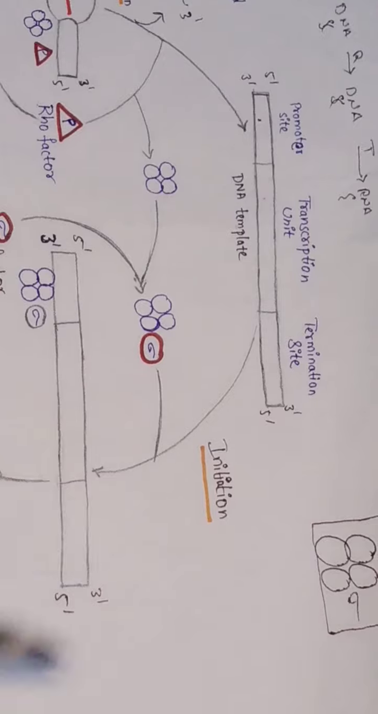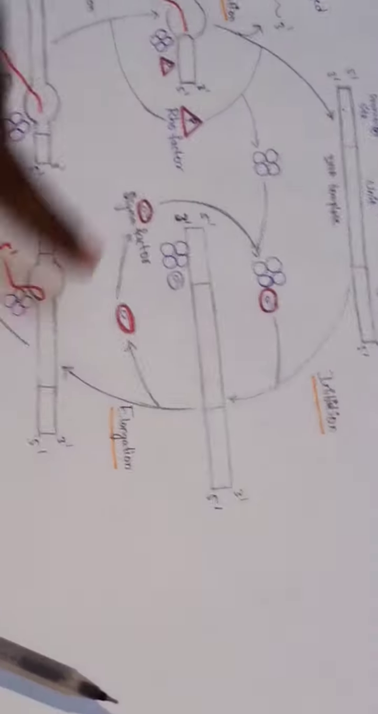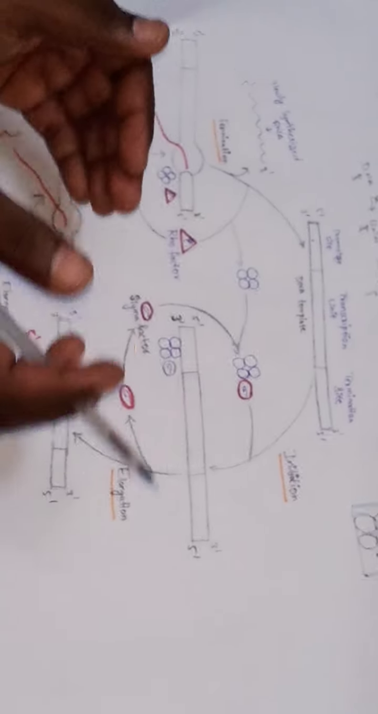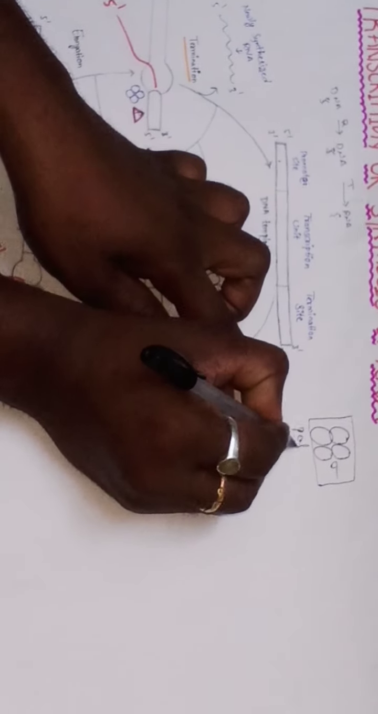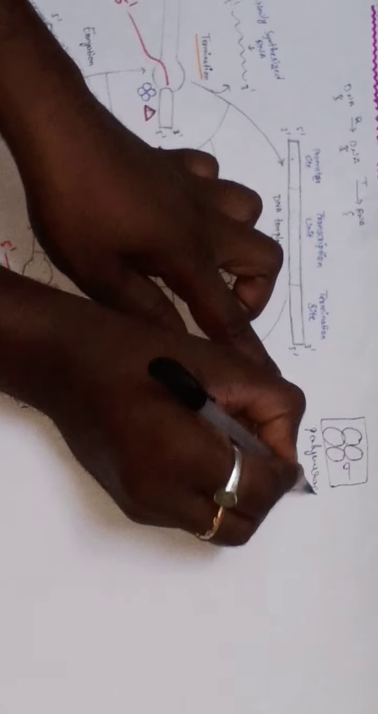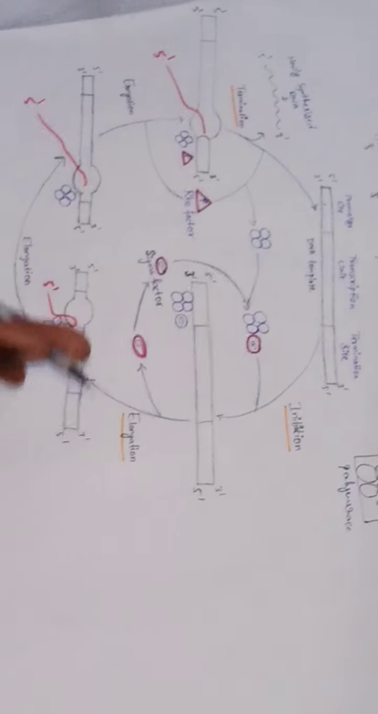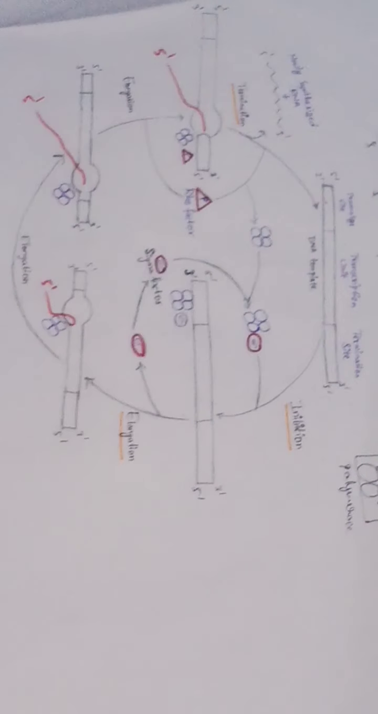What are the steps of RNA synthesis? Initiation, elongation, termination. In RNA synthesis, which type of enzyme is involved? Polymerase enzyme. The polymerase enzyme is involved in the synthesis of RNA. This is the outline of the synthesis of RNA, from the DNA. So first, the promoter site.